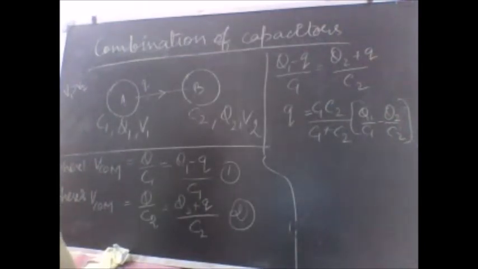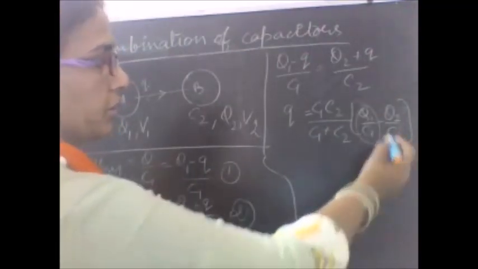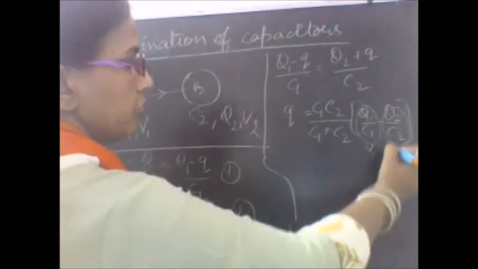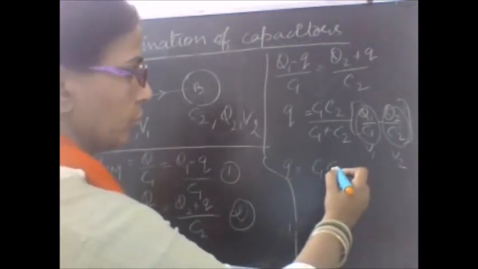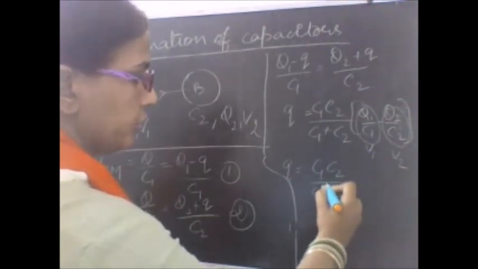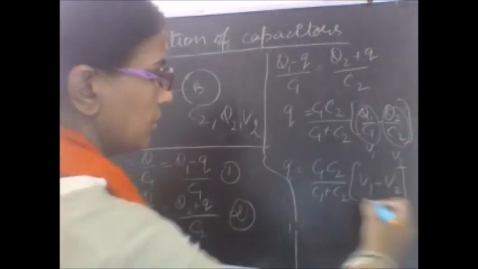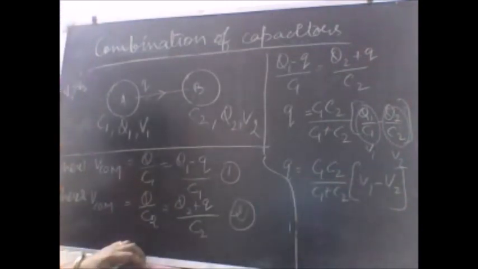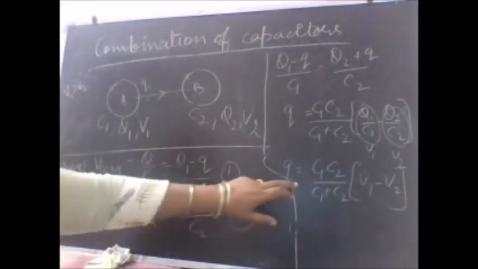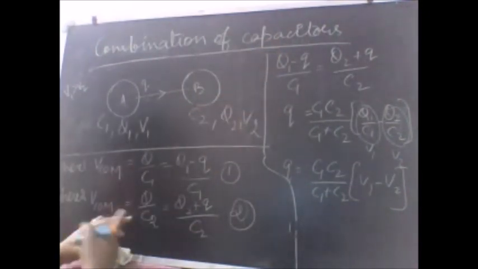You can derive the expression on your own. This Q1 by C1 is your V1 and this is your V2. So the charge that has actually gone from sphere A to sphere B is C1 C2 by C1 plus C2 into V1 minus V2. In the same way, if I put the charge here, what is this expression? This actually is the common potential.